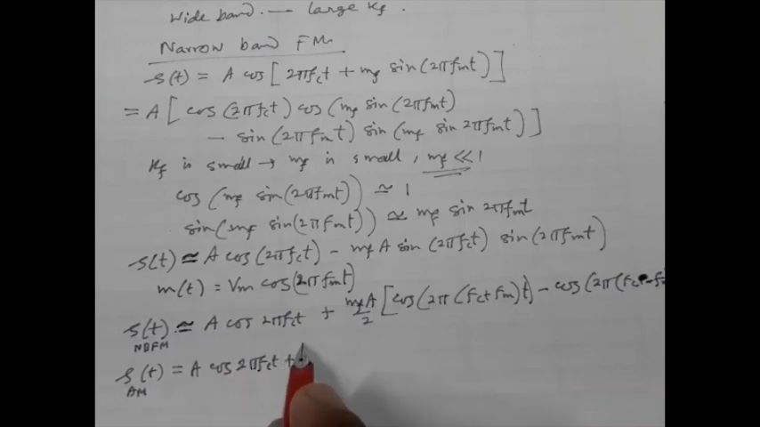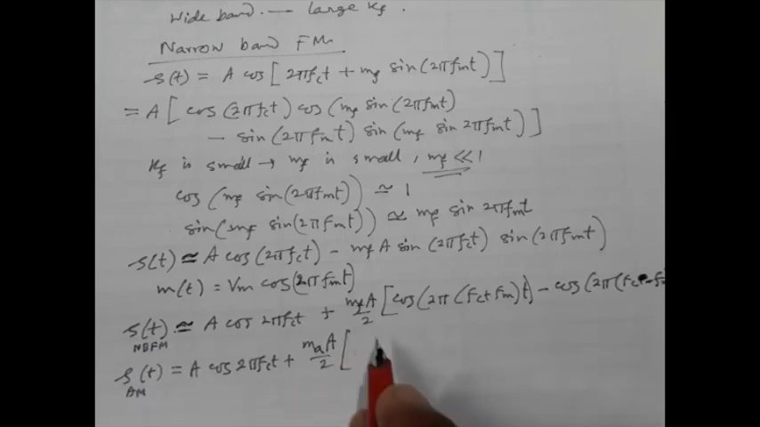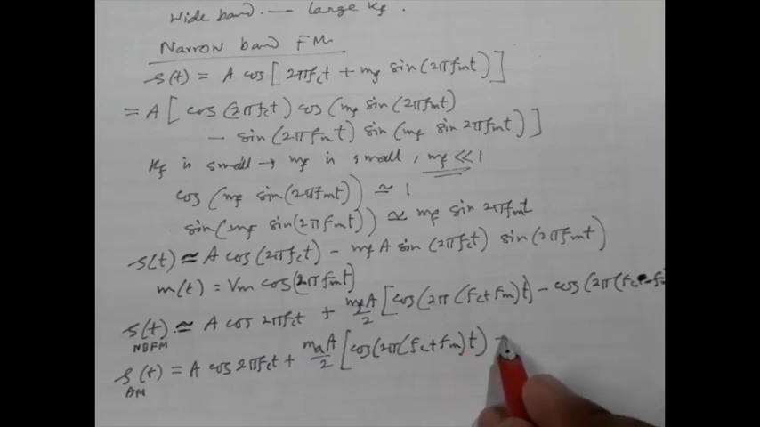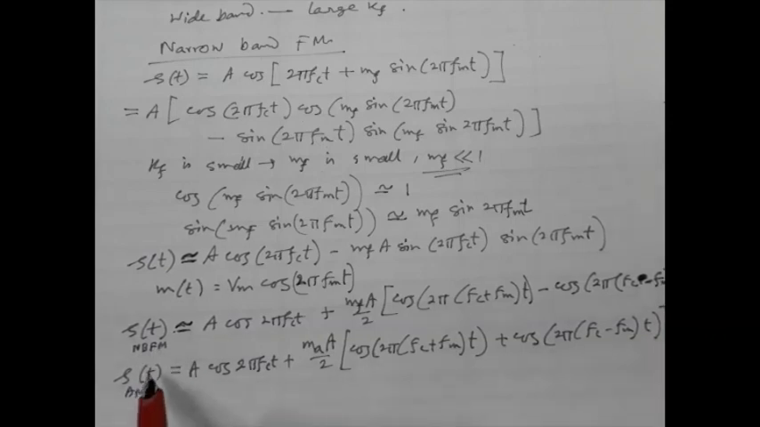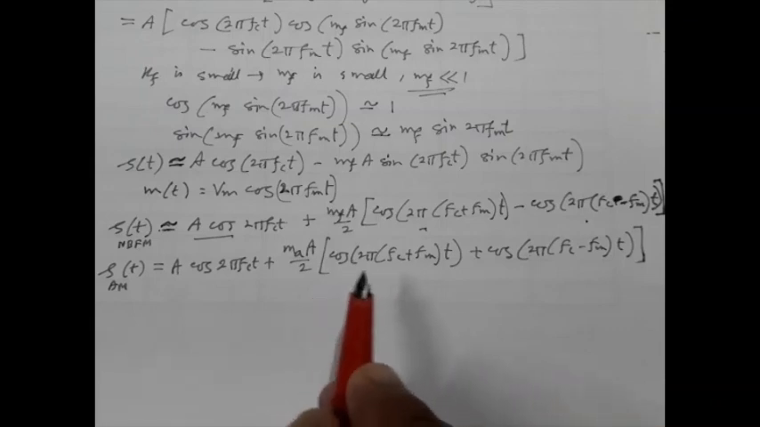Now if you can remember, st for AM can also be written as A cos 2 pi fct plus maA by 2 cos 2 pi (fc plus fm)t plus cos 2 pi (fc minus fm)t. So it appears that narrowband FM and AM, their expressions are almost identical. Narrowband FM has three components: one is the carrier, another is the upper sideband, and another is the lower sideband. So only two sidebands are there, and the narrowband FM expression is almost identical to that of AM. But there is a certain difference between these two signals.